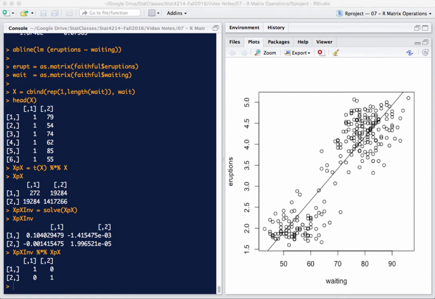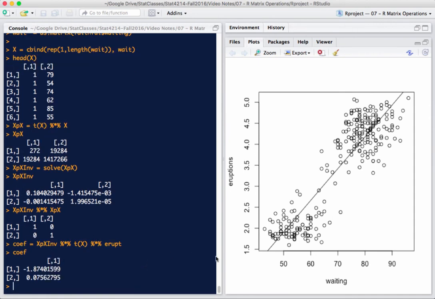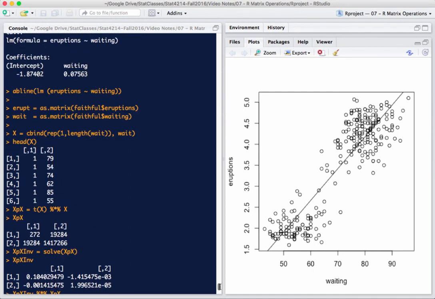Of course, to compute the actual coefficients, it's (X'X) inverse times the transpose of X times erupt, which is our y variable, and there we have our coefficients, negative 1.87 and 0.0756, which as we saw before were in fact the coefficients from our simple linear regression.